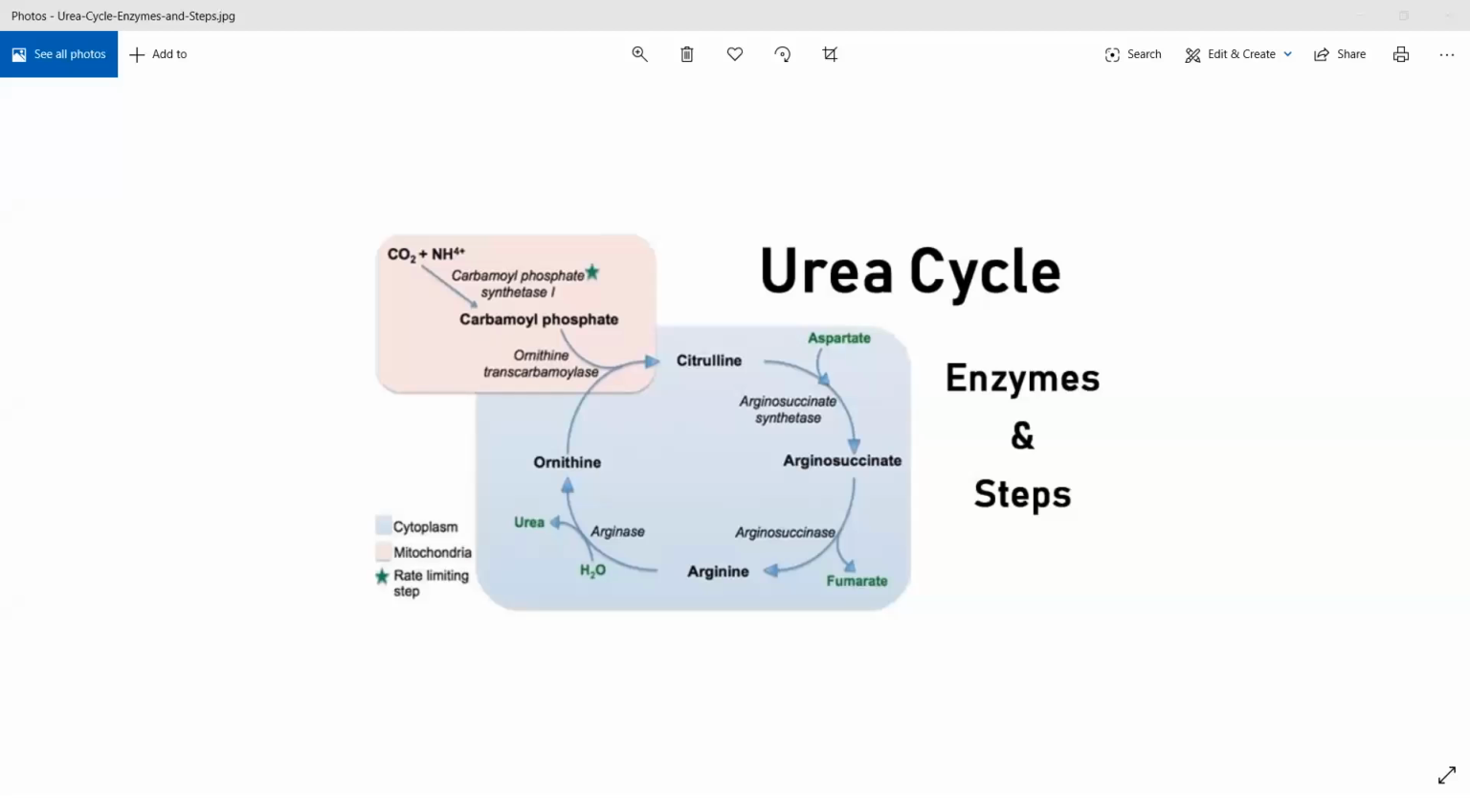Today we'll be talking about urea cycle. It's also called ornithine cycle, right? Good morning, sir. Morning. So this is urea cycle.